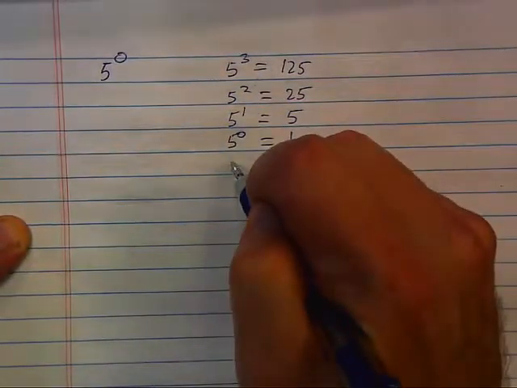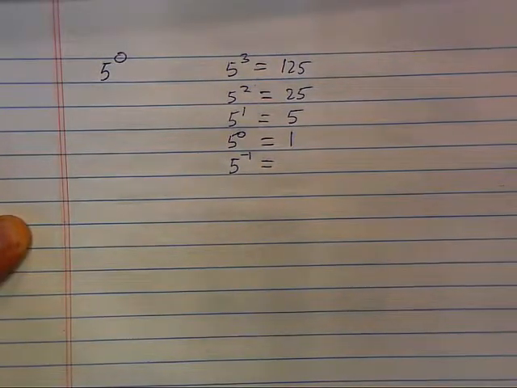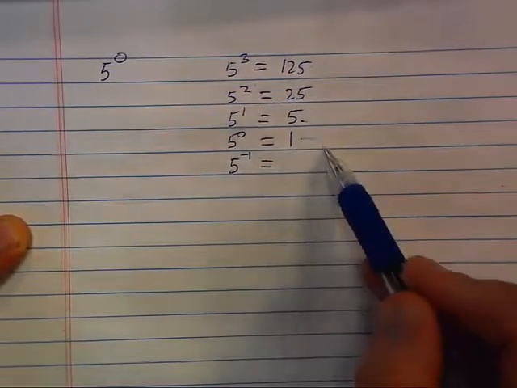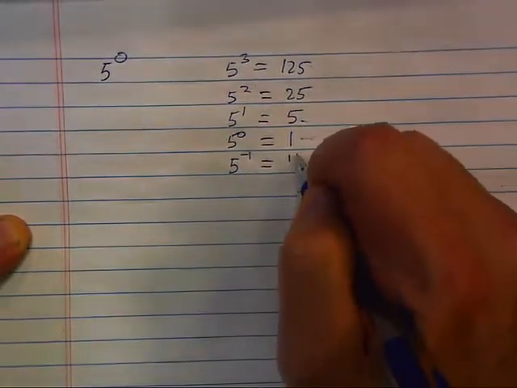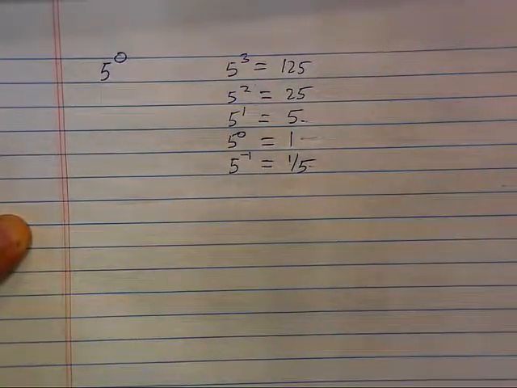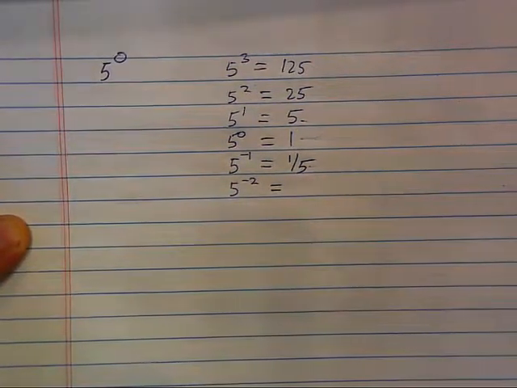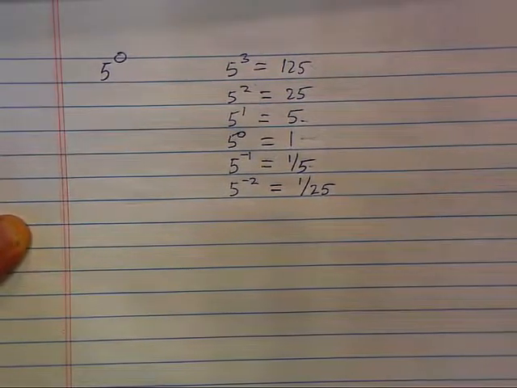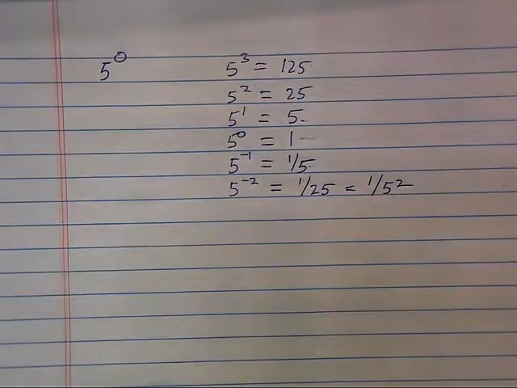What if I go 5 to the negative 1? Well, I don't think it should be negative 5. If this pattern keeps going the same way, each time I make my exponent smaller, each time here I divide by 5. What's 1 divided by 5? 1/5. How about 5 to the negative 2? I have to take 1/5 and divide it by 5. If you take 1/5 and divide it by 5, you get 1 over 25. Which happens to be the same as 1 over 5 squared, correct? 5 squared is 25.